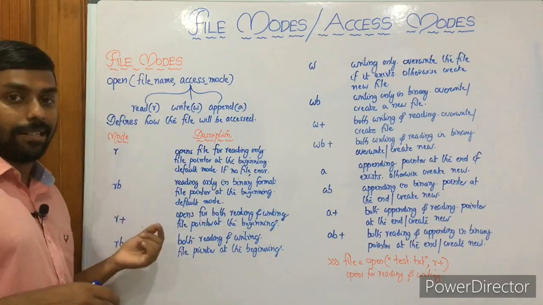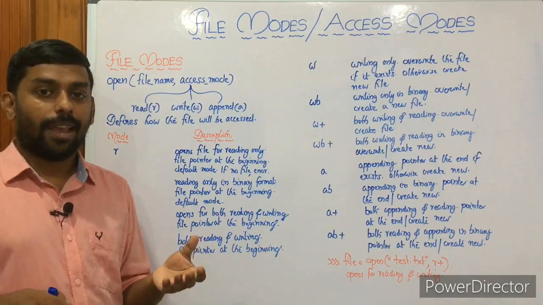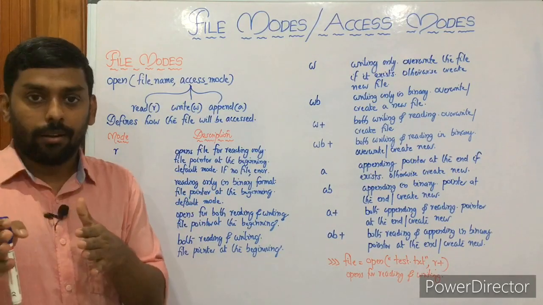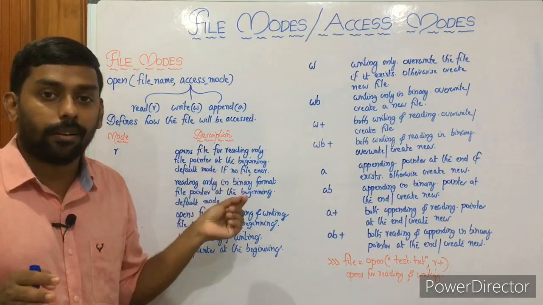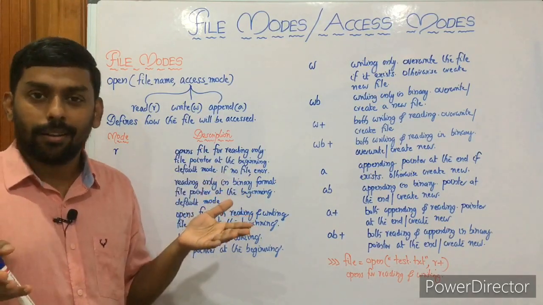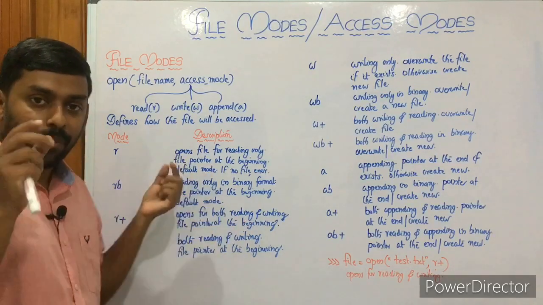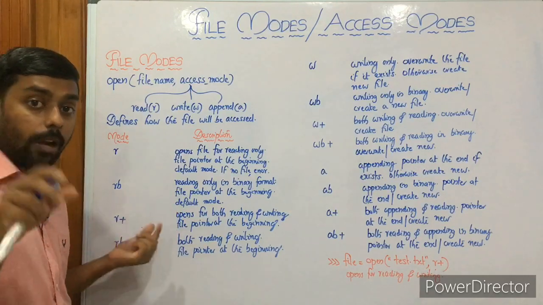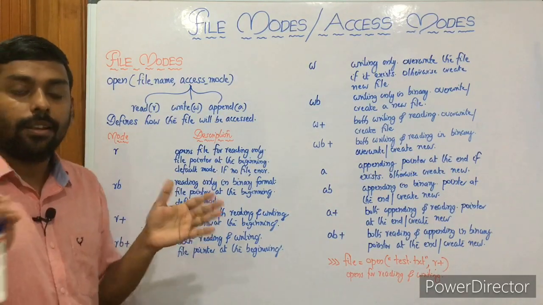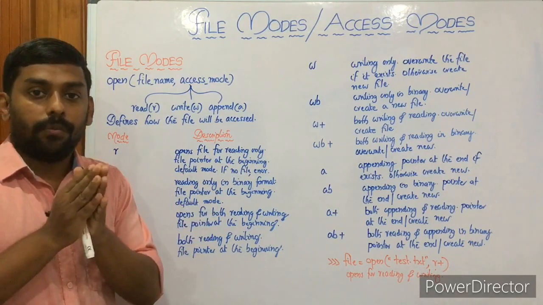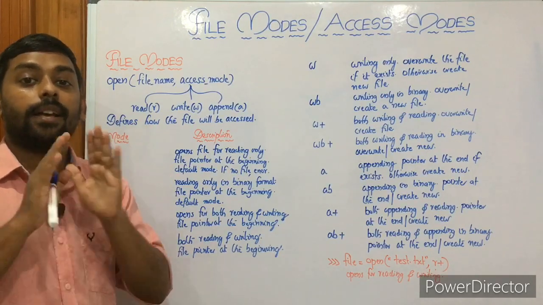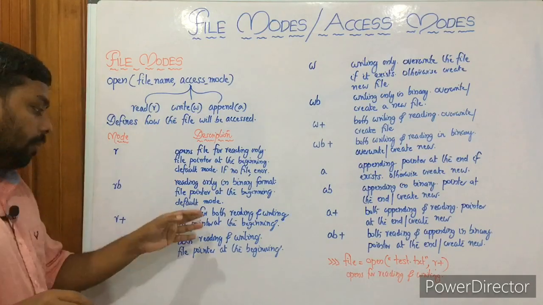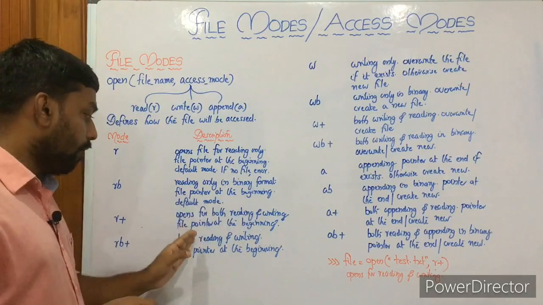Next is R plus. What is plus? Extending, right? Plus means we have something additional. That's what plus is. And what is additional here? Additional operation. What is that? Writing. That means when you have access mode R plus, the meaning is you open the file for both reading and writing. Okay, for both reading and writing. So open the file for both reading and writing, file pointer at the beginning.